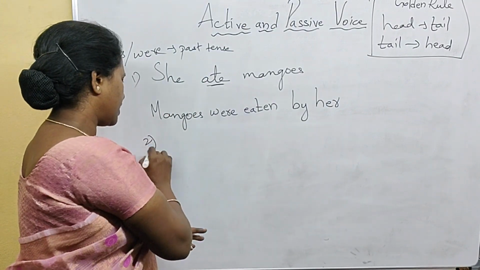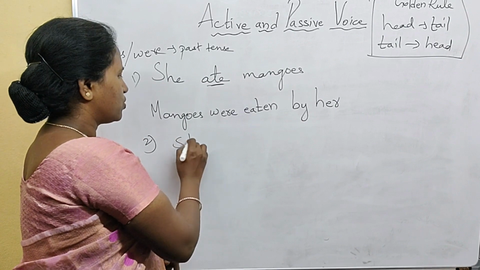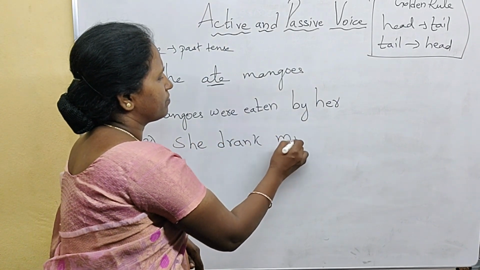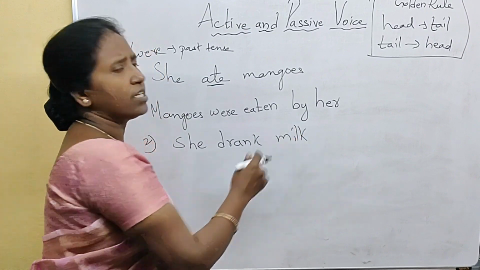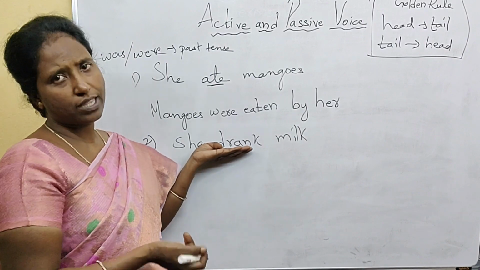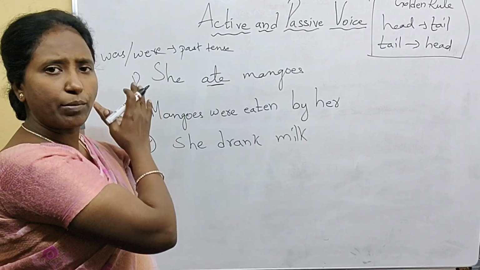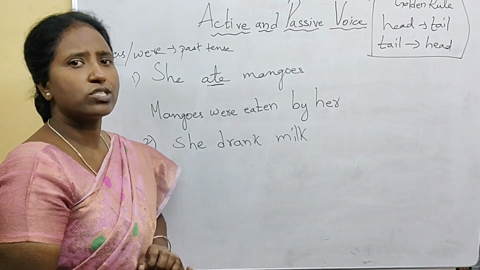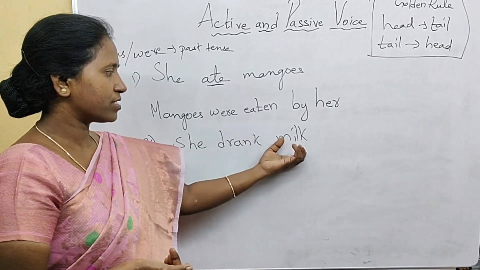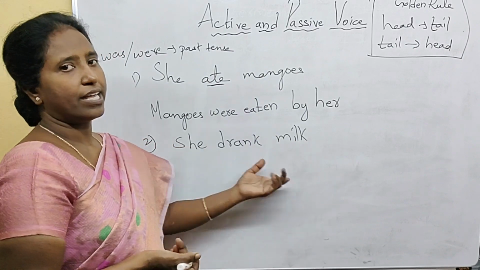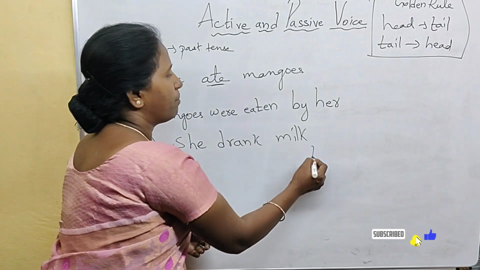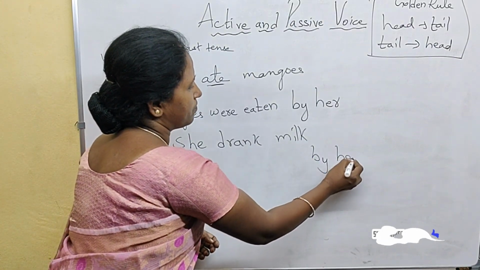Okay, suppose the sentence is, she drank milk. Now again I am using the past tense so that we can get clarity about past tense. Then one by one, each tense we can have clarity. Okay, she drank milk. Now first task is head becomes tail, tail becomes head. So firstly we will write milk by her.